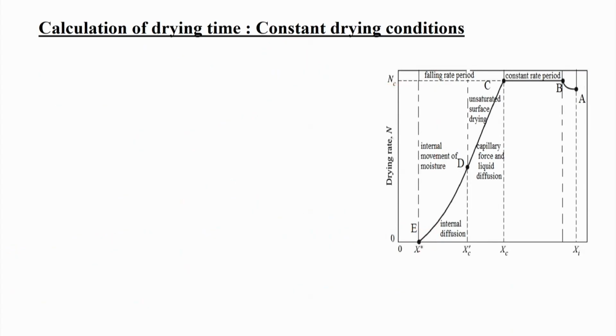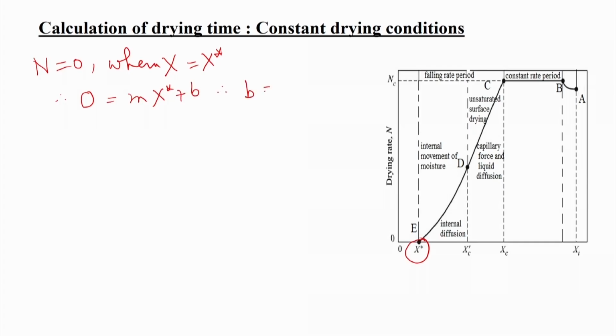Now, whenever it reaches x star, the drying rate n will be 0 when x is x star. So, when it reaches the equilibrium moisture content, n is equal to m x plus b, that will be n is equal to m into x star plus b, or from here we can say b is equal to minus m x star.